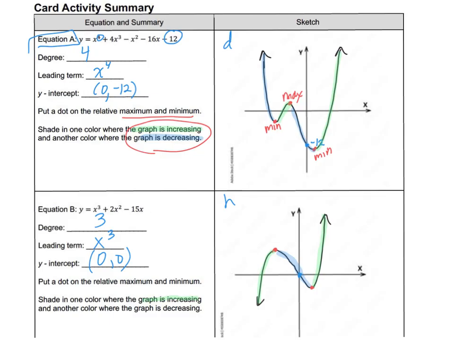Okay, I didn't do a great sketch. It was a little hard for me to sketch here, but you should have had a degree of 3, leading term of x cubed, y-intercept of (0, 0), because if you plug in 0, you'd get 0. And then I have a maximum, and I have one minimum. My graph is increasing in the green shaded area, and it's decreasing in the blue shaded area. So now you can pause and try the next one on your own.